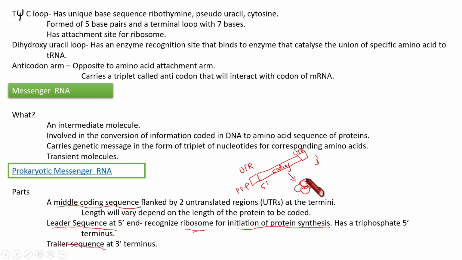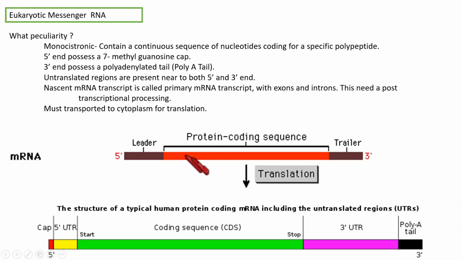Next I'm going to show you an image of prokaryotic mRNA. This is the prokaryotic mRNA. In this picture, you can see that the middle coding region is flanked by the leader sequence and trailer sequence. Okay.